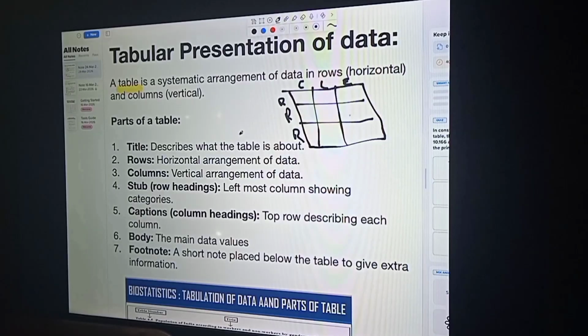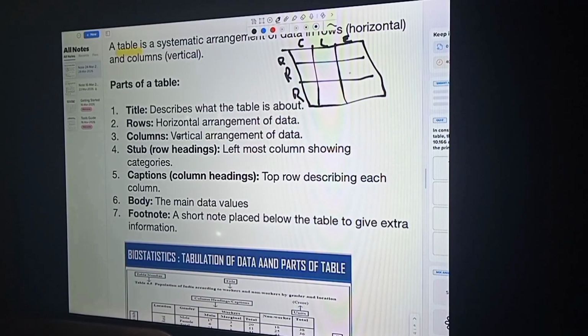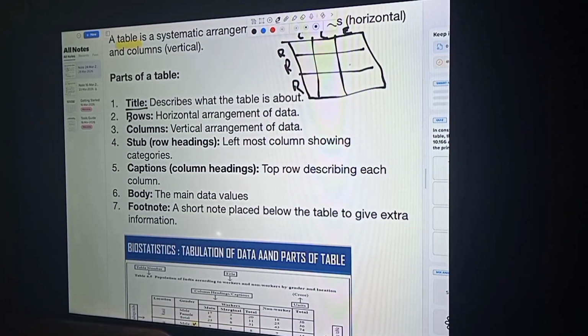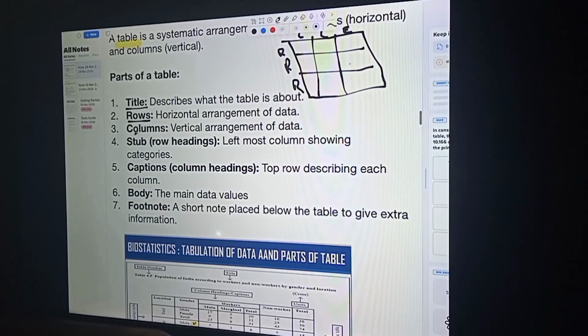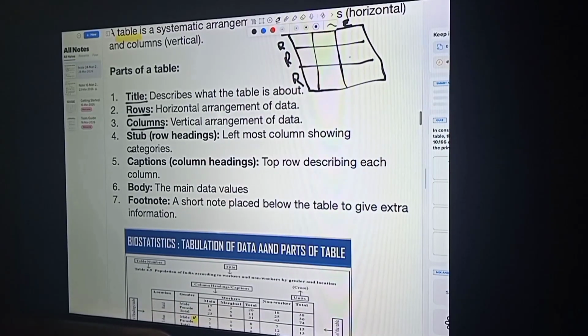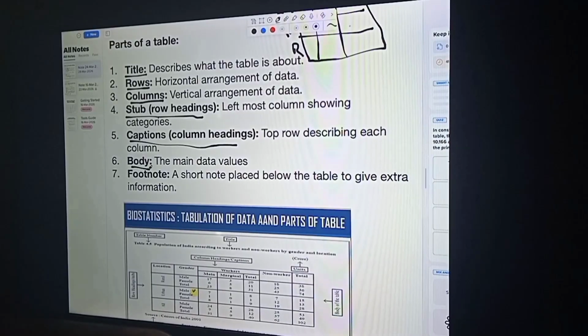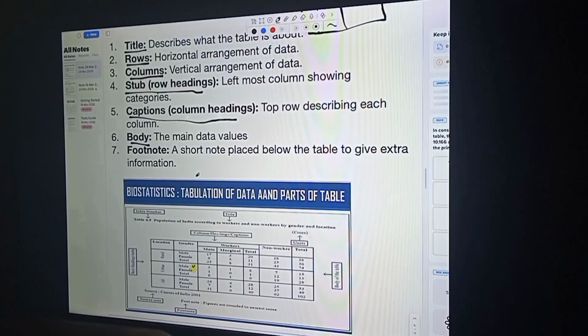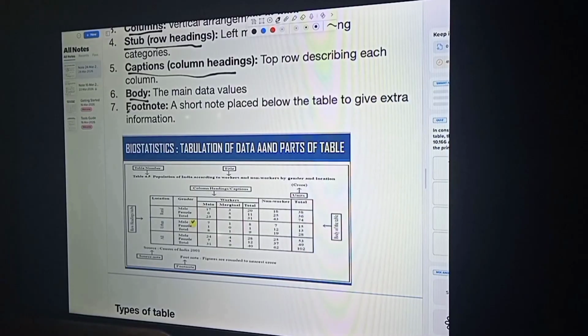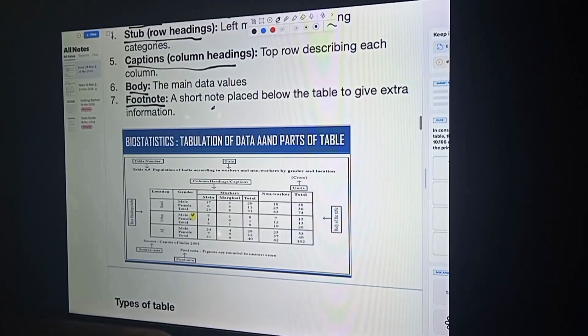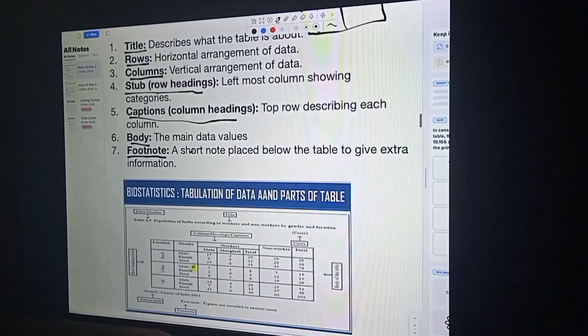Now a table must have at least 7 parts. The first part is called title. So a table must have a title. Rows, because it is made of rows and columns, so it must have rows and columns. Stub, it must have row headings. Captions, it must have column headings. Body, it must have a body, that is the main data values. And footnote, if necessary, then a short note placed below the table to give extra information is called a footnote.